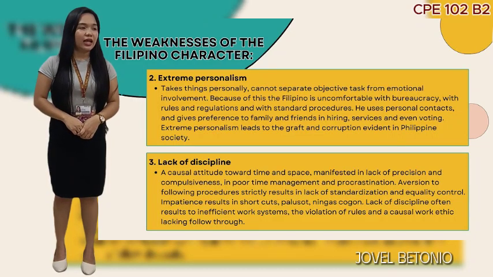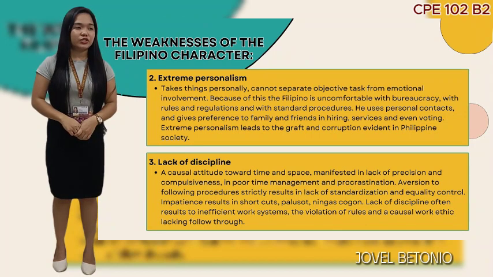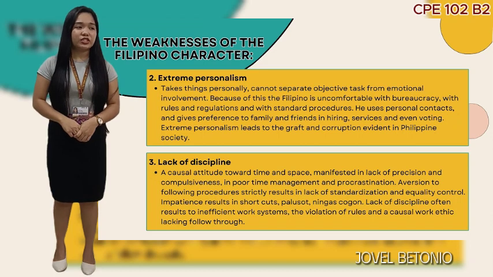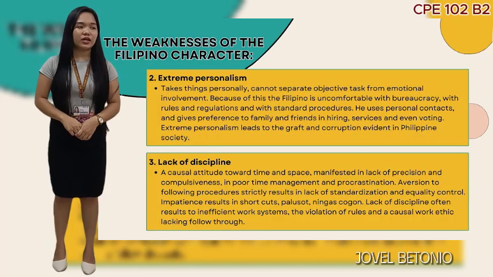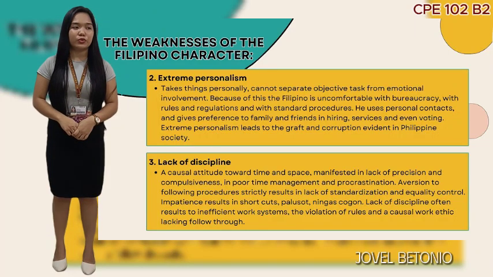Number 3. Lack of discipline and casual attitude toward time and space, manifested in lack of precision and compulsiveness, in poor time management and procrastination, and aversion to following procedures strictly, which result in lack of standardization and quality control. Impatience results in shortcuts, palusot, and nengas kogon. Lack of discipline often results in insufficient work systems, the violation of rules, and a casual work ethic lacking follow-through.